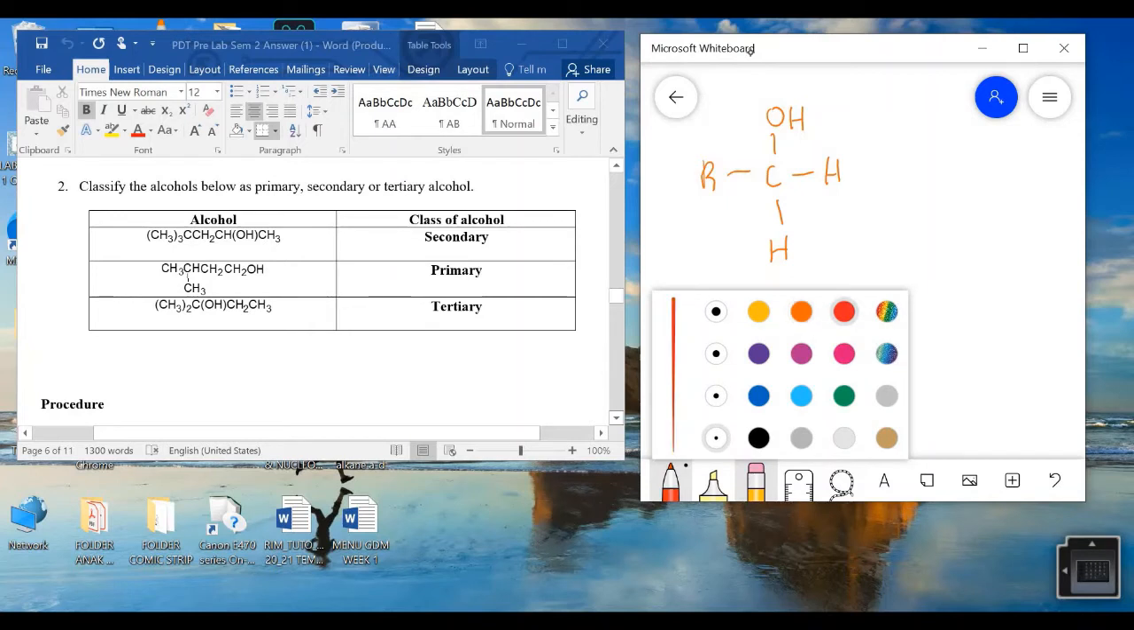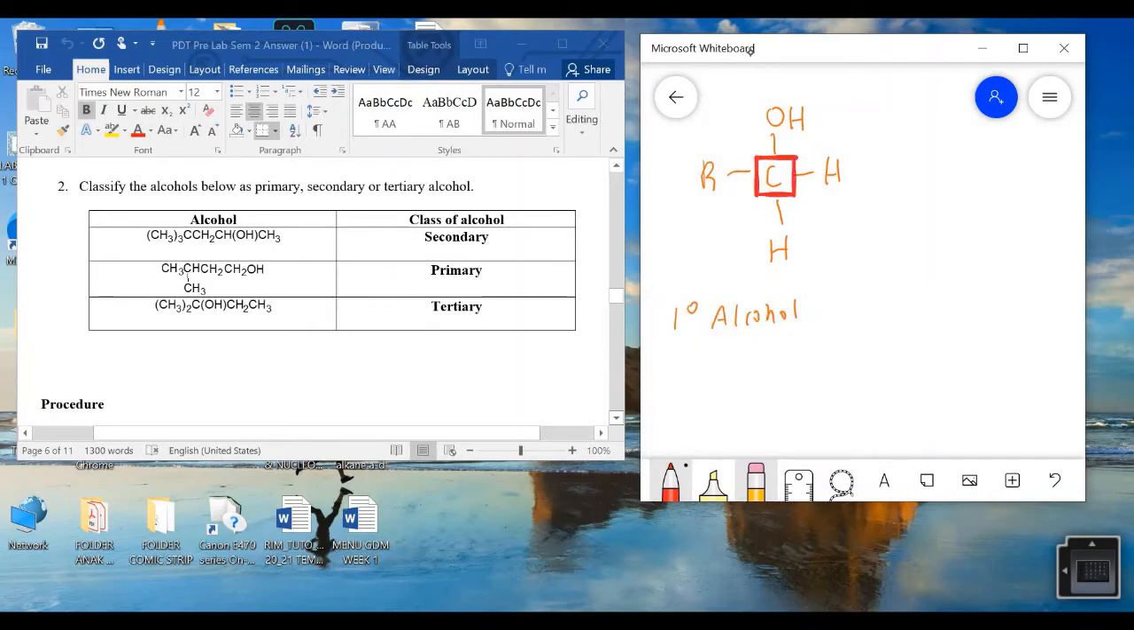What I do is, I tengok pada carbon yang pegang OH group. It means, this carbon adalah carbon that bearing the OH group ataupun carbon that bearing the hydroxyl group. So this carbon akan menentukan class of alcohol. As you can see here, this carbon, apakah class of this carbon?